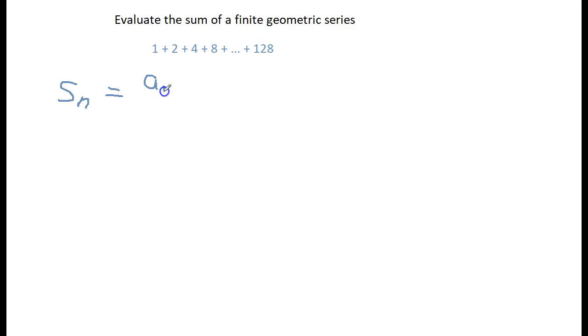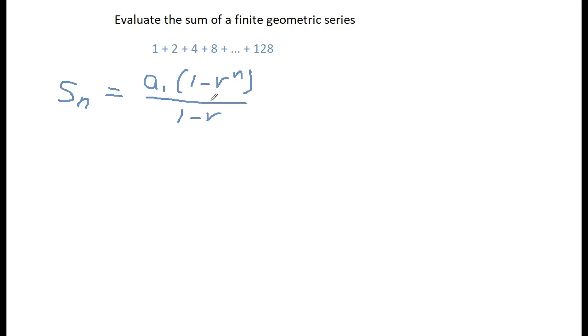A sub 1, which is the first term, times 1 minus r to the n power, where r is your common ratio, over 1 minus r. Okay, and our common ratio, r, cannot be 1.